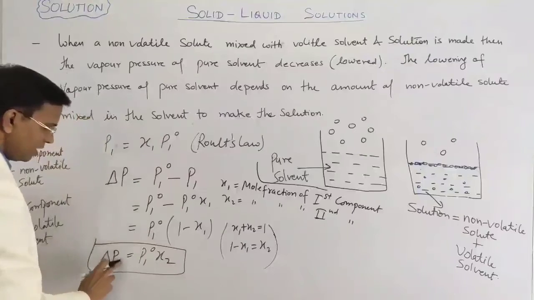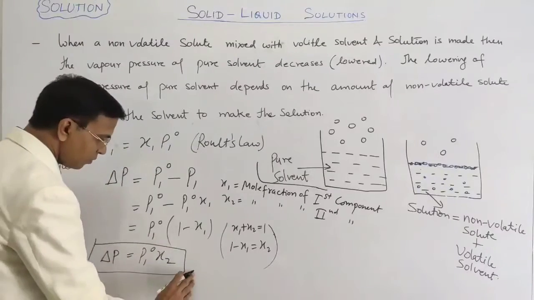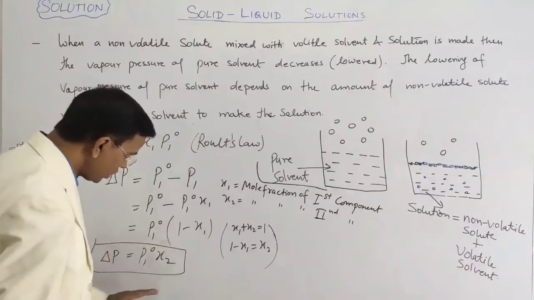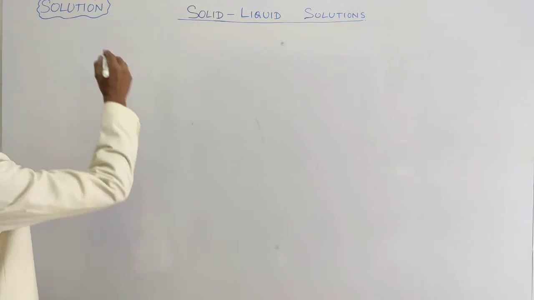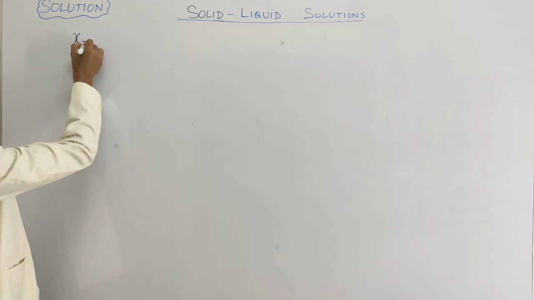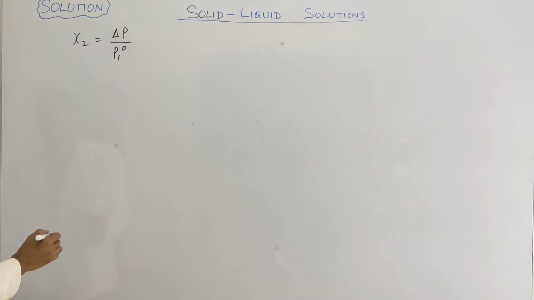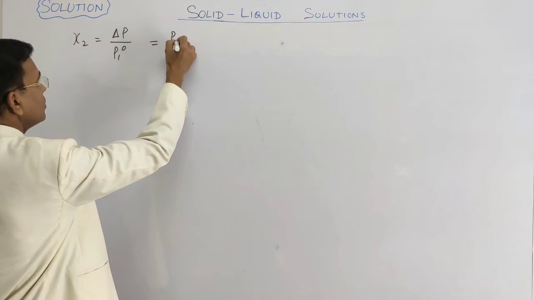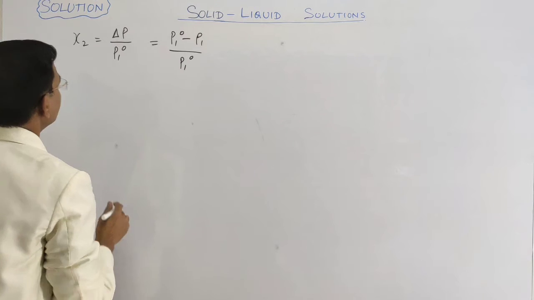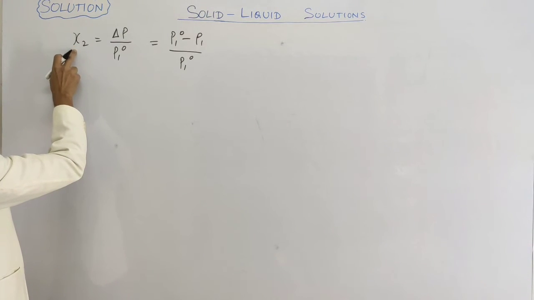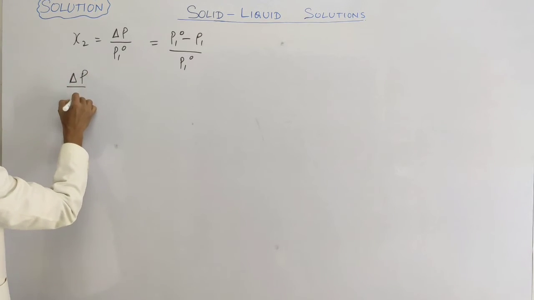Now ΔP = P1° x2, or x2 = ΔP/P1°. This is the formula. Let us explain more about this formula. The formula we calculated is x2 = ΔP/P1°, that is, (P1° − P1)/P1°. So this is the mole fraction of the non-volatile solute.